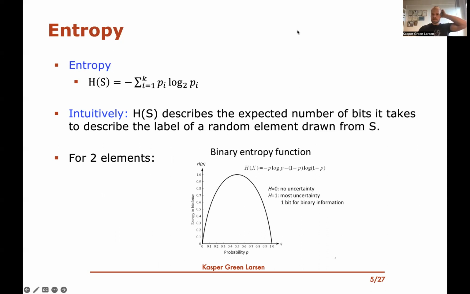And then for two elements, just a plot of what the entropy looks like. It is maximized in a 50-50 distribution between the two elements, where the entropy is exactly 1 bit, which makes perfect sense, right? If I have to describe one of two elements, I need 1 bit to do it. And if you go to the extremes where you know that it's always a 1, for instance, always the first element that you get, then the entropy drops to 0. Okay, so this is the definition of the entropy function.